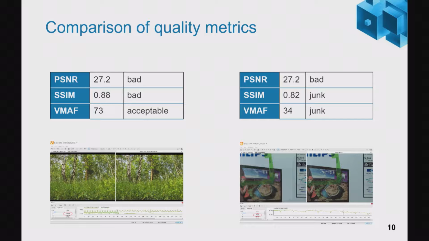SSIM works better for those two images. It distinguishes them somehow. If PSNR told that both images are completely bad, SSIM tells that one is bad and another is full junk. But VMAF understands it normally. So for anybody who is not from codec development, who has no need to use, I don't know, adaptive quantization in codec development, I'd recommend using the VMAF measure.